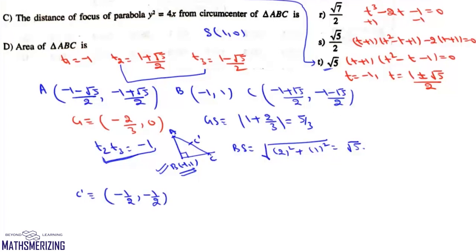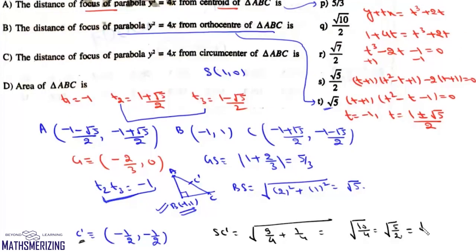So distance of circumcenter from focus will be under root of, now 1 minus (minus 1 by 2) will be 3 by 2. So 3 by 2 square is 9 by 4 plus 1 by 4. So it should be under root of 10 by 4, which is simply root 5 by 2, or under root 10 by 2. And that's your option Q.